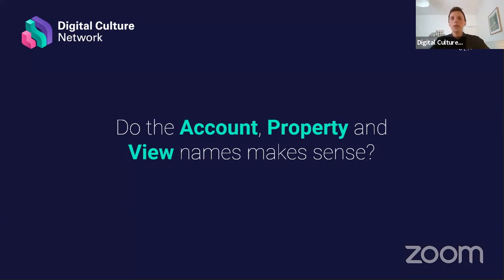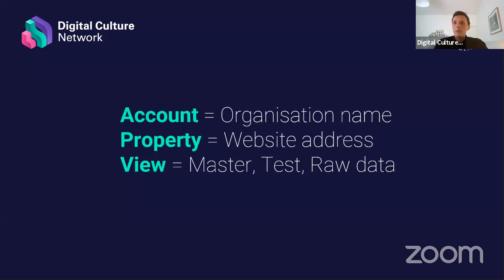Secondly, do the account, property, and view names make sense? We're going to look at those in a sec. These are best practice recommendations. Your account should be your organization name. The property, and you can have multiple properties under an account, should be the website address. So you can have different websites or apps if you've got an app. And then underneath properties, you'll have different views. You might have a master view. Usually, if you've only got one view, it's called all website data. But you can add additional ones. It's quite easy to do. And then I'll show you what you should have in an ideal world.